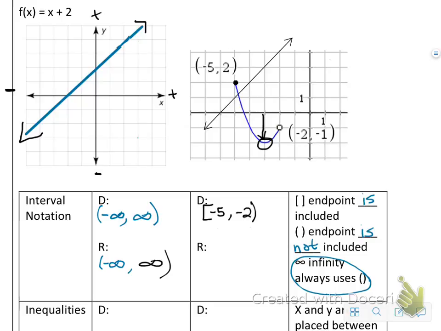Okay, and that is at 1, 2. So we're down at -2. It's not open, and it doesn't go on forever. That's how we know it's a bracket. It does not go on forever, and it's not an open circle right there.